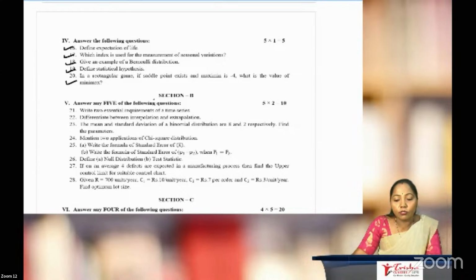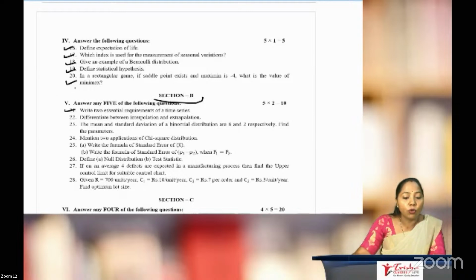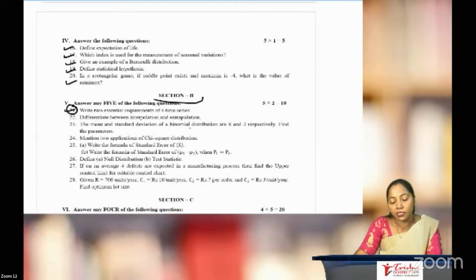Okay. Coming to section B. We have first question from time series. Now 2 marks, dear students. 8 questions will be given, out of which you have to answer any 5. So you have to make the strategies from which chapters you are going to study the theory questions for 2 marks. The first theory question would be from time series.